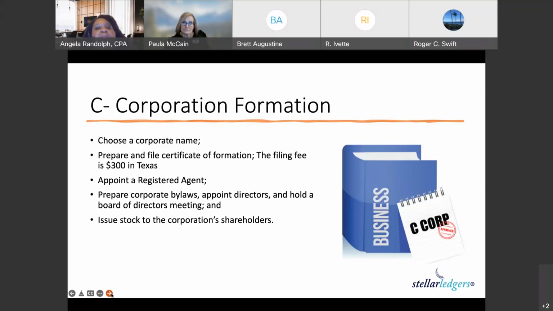You want to issue stock to the corporation's shareholders, and you can do this on your own, or you can have an attorney help you do this as you set up your C corporation.